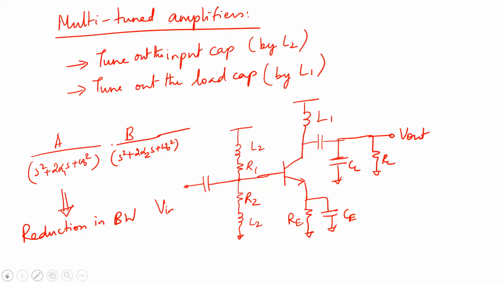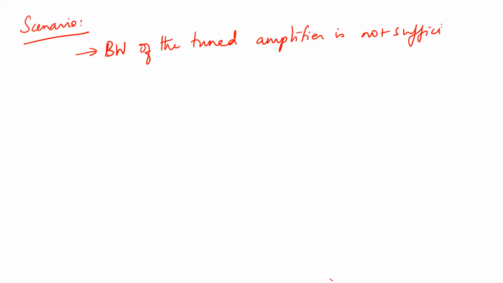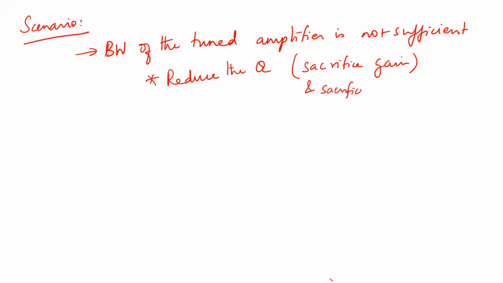This is a scenario where the bandwidth of the tuned amplifier is not sufficient. Now what is the solution? One is to reduce the Q. The way in which you can reduce the Q is that you will have to sacrifice gain, and you may even have to sacrifice selectivity.